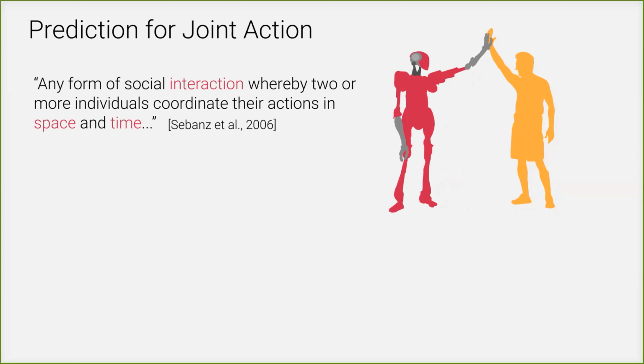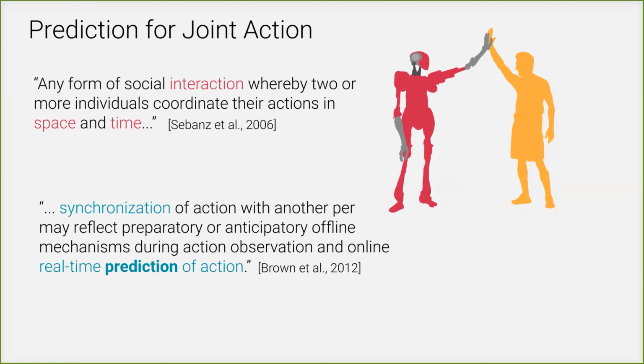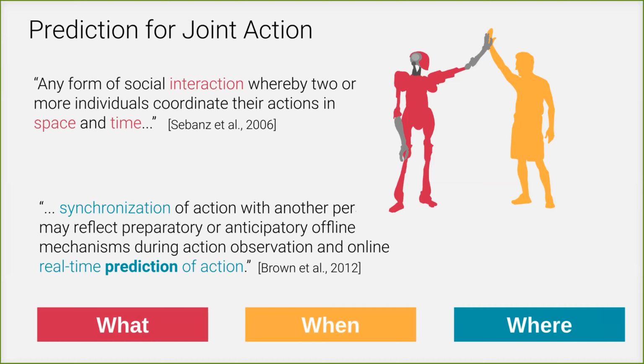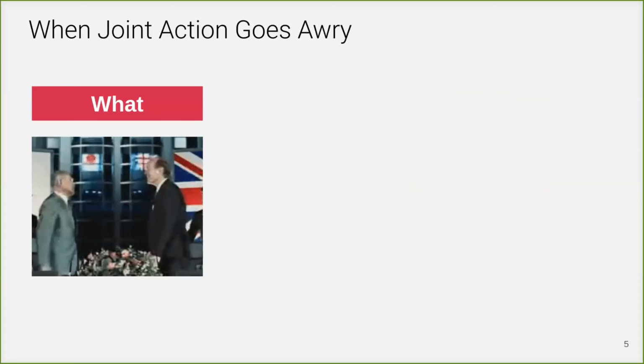Now, if you dig deeper into the cognitive science literature, you'll see that prediction, especially real-time prediction of action, is often highlighted as a key ingredient to realize successful joint action. In order for two or more people to interact and synchronize their actions with each other, they need to constantly make predictions and anticipate each other's actions, intents, and so on. Three sub-questions often mentioned in the cognitive science literature related to anticipation are what, when, and where.